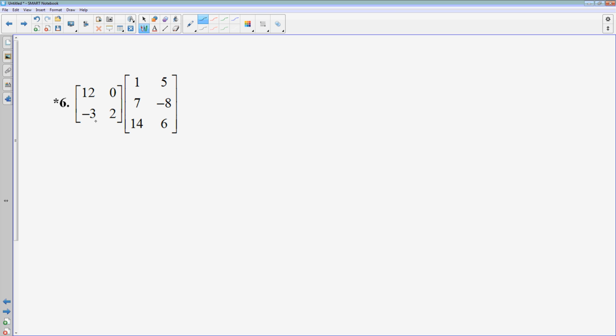Number 6, multiplying again. This is a 2 by 2. And this is a 3-row and 2-column. These numbers do not match. Therefore, you cannot multiply. And that's all we have to say for this one. You cannot multiply these matrices. I love those problems.